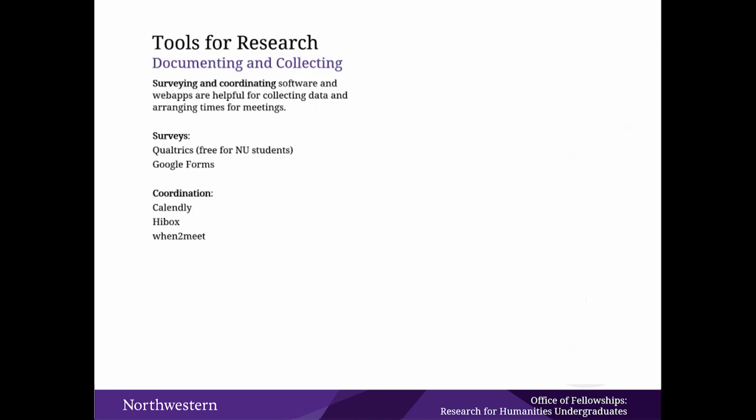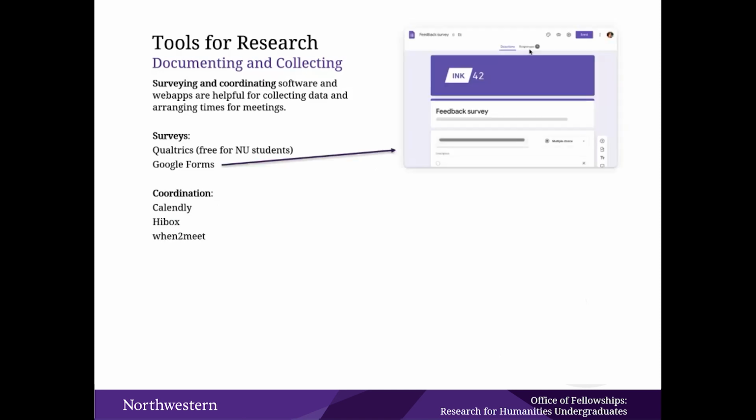Surveying and coordinating software and web apps can be really great for making meetings or creating forms, creating surveys. So Google Forms you've probably used already, but I just want to give that a shout out. Qualtrics is like a more robust form of surveying software. It is something that you have a free license to as a student. So if you are interested in the qualitative side of producing larger surveys, interpreting a lot more data, or being able to mine that data quantitatively, definitely check out Qualtrics as an alternative to Google Forms.